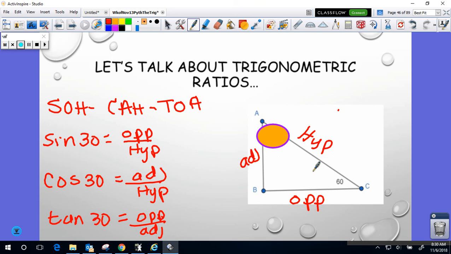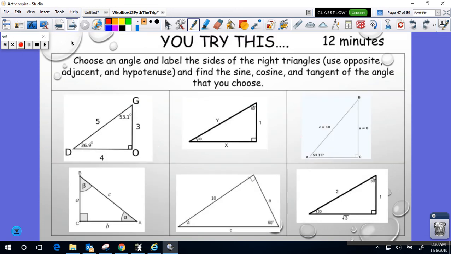So we set up our trig ratios. Just rewind this, guys, if you need to watch it again. So what I want you to do is choose an angle, or you can practice choosing both. Choose an angle and then just set up the ratios. You don't have to solve anything yet. Just set up the ratios, and we'll talk about later on how to solve these.